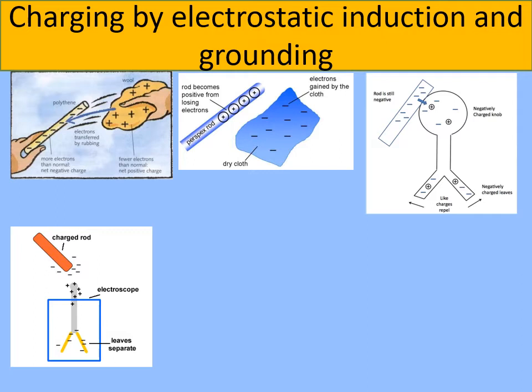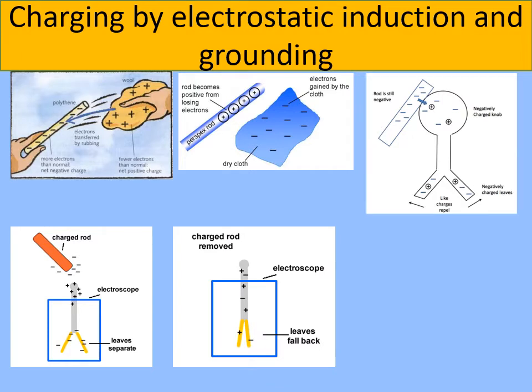When I take the rod away, as shown in this next diagram, they return to their original position, all of these electrons spreading out evenly throughout the electroscope, and therefore the leaf falls back down. So this is all very temporary, as long as you've got the charged body close by. As soon as you take away the charged body, the gold leaf will return to its original position.